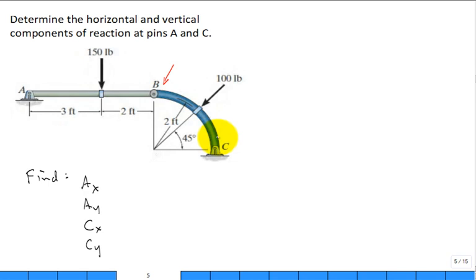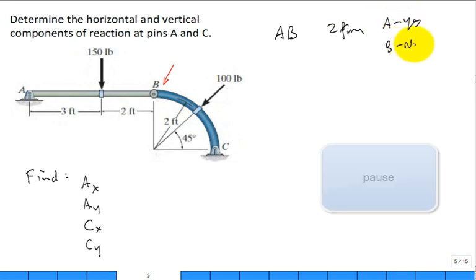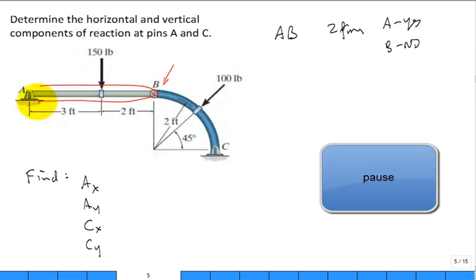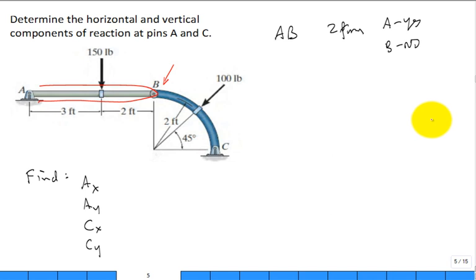It has two members. You would call one member the member A to B, and the other member from B to C. Are any of these members two-force members, or are they multi-force, meaning three or more forces on them? Is A to B a two-force member? All right, we'll ask that question with a clicker. Is A to B member two-force, A yes, or B no? So it's not a two-force member, it's a three-force member.